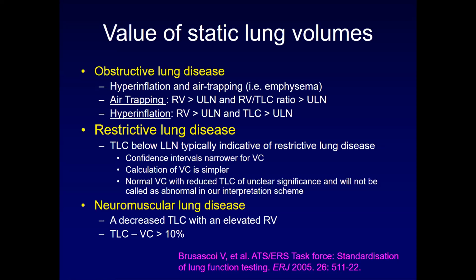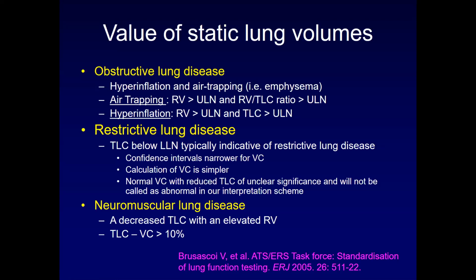Restrictive lung disease is defined as a total lung capacity below the lower limit of normal. The problem with using total lung capacity is the tremendous amount of mathematics that goes into it, and you actually have to pay attention to all the things that could go wrong during the test. Because of that, our confidence interval for total lung capacity is much wider than that of vital capacity.